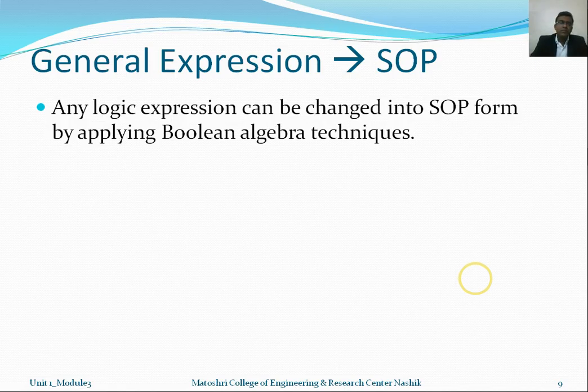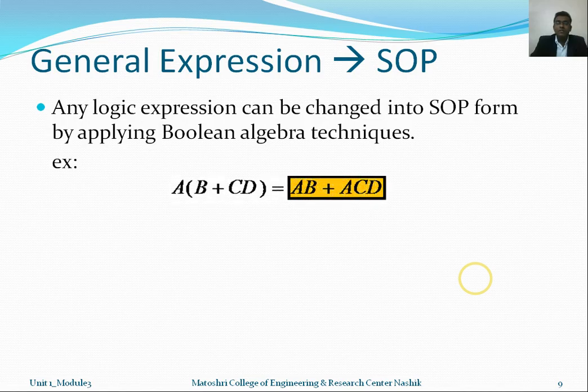Any logic expression can be changed into SOP form by applying Boolean algebra techniques. Let's see one of the examples here. The first example is A ANDed with the bracket B plus CD. So A is ANDed with B, and A is ANDed with CD also. So we get AB as the first product term, which is summed with the second product term ACD. So this is the sum of these two product terms, and we call this the sum of product, that is the SOP.